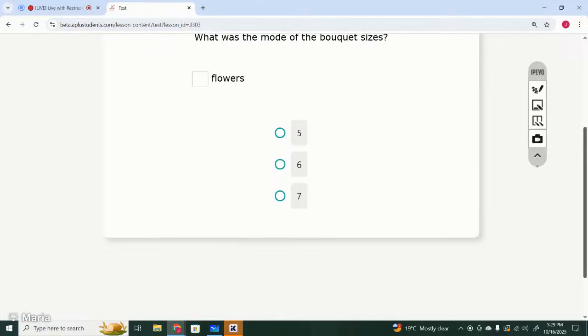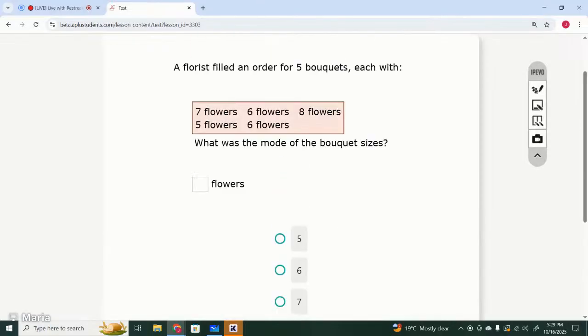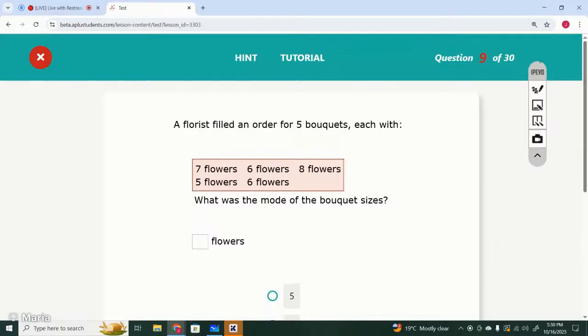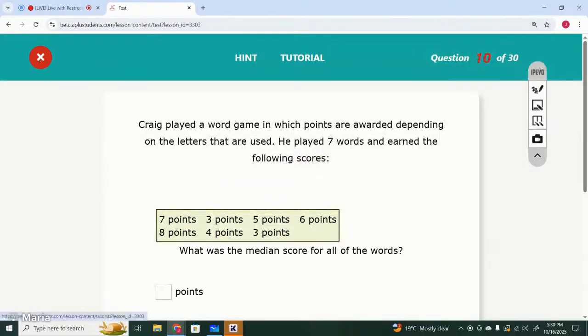What was the mode of the bouquet sizes? So which is the mode? The mode is the number that appears the most in the given data. So 6 it is. Okay, you can complete the lesson by yourself later today. Let me just move on.